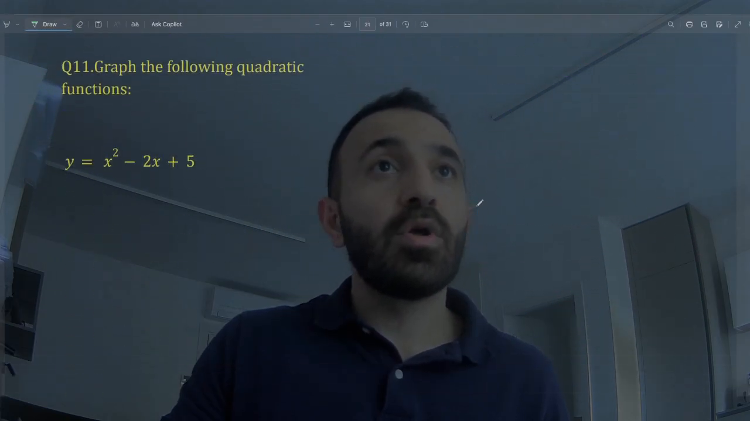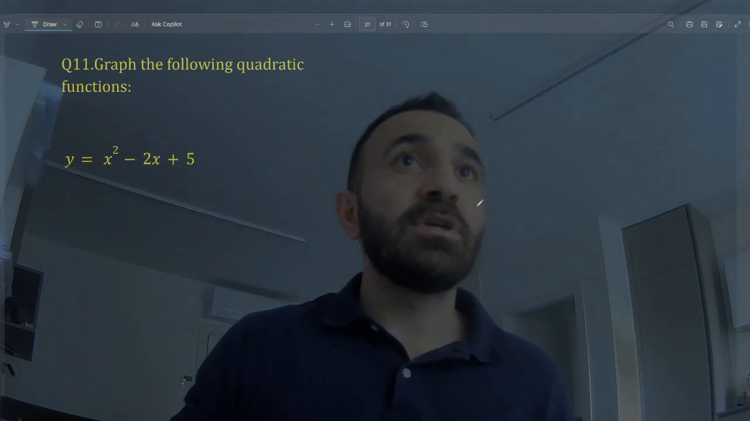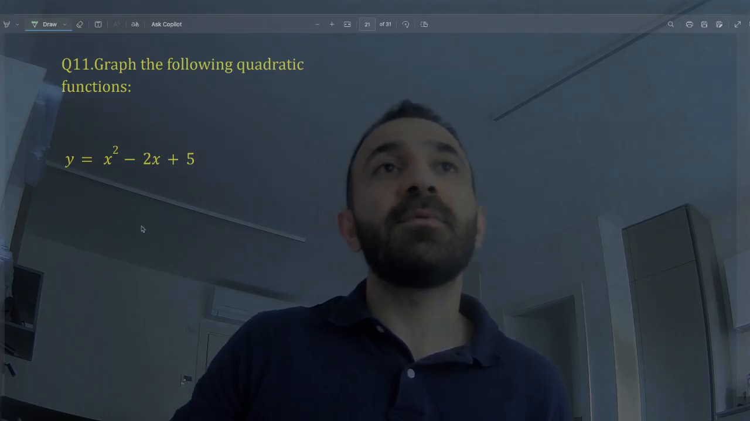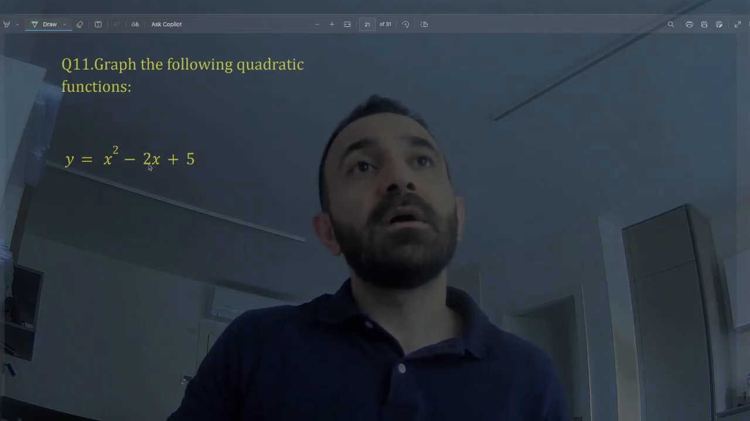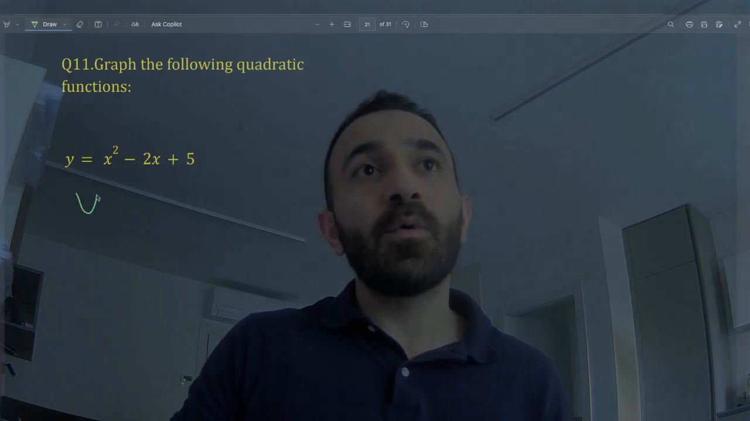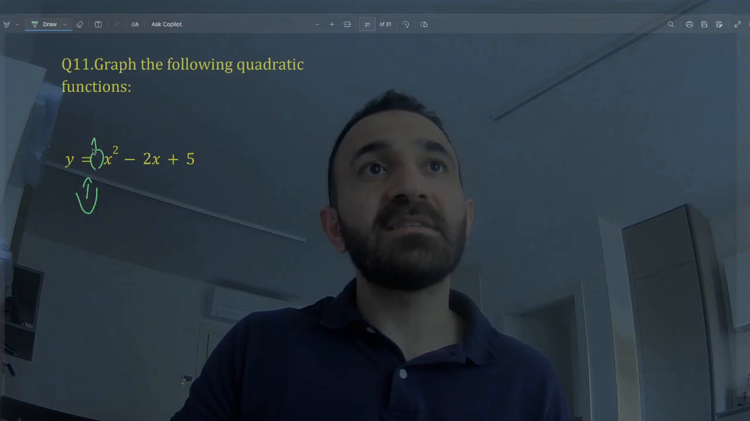Now, next question, graph the following quadratic function. Okay, I'm going to graph the first one. So first of all, is it concave up or concave down? It is concave up because a is positive. a is 1, so it is positive. It's concave up.